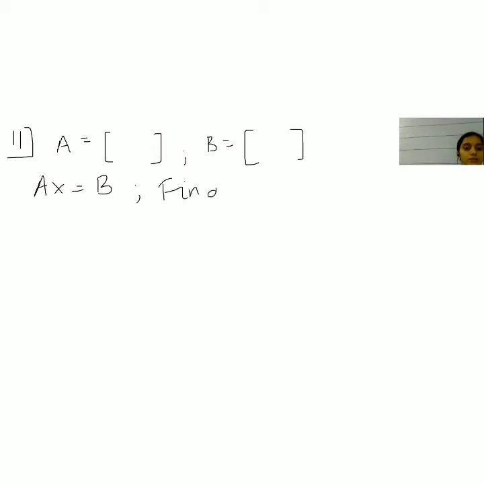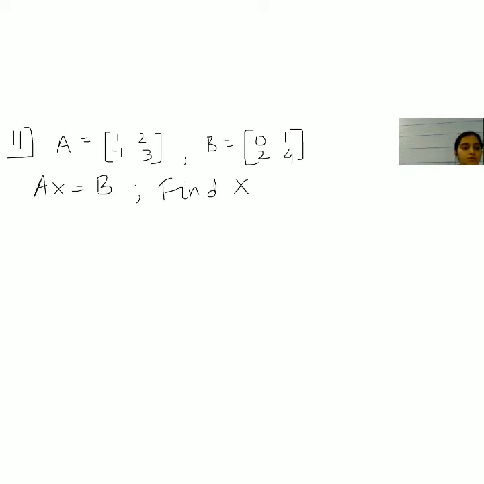Let me just write the two matrices. A is [1, 2; -1, 3]. Check. And B is [0, 1; 2, 4]. Okay, this is your B matrix. Clear? So now how will we find this matrix X? Already A and B are given.